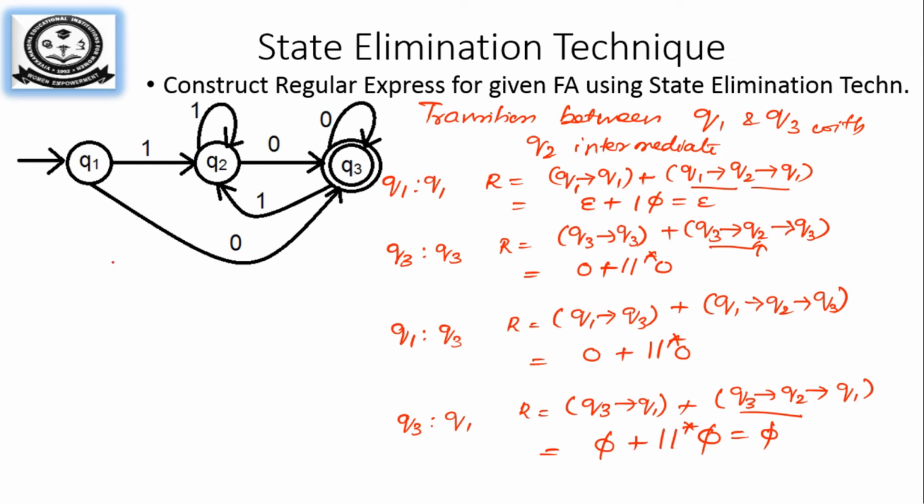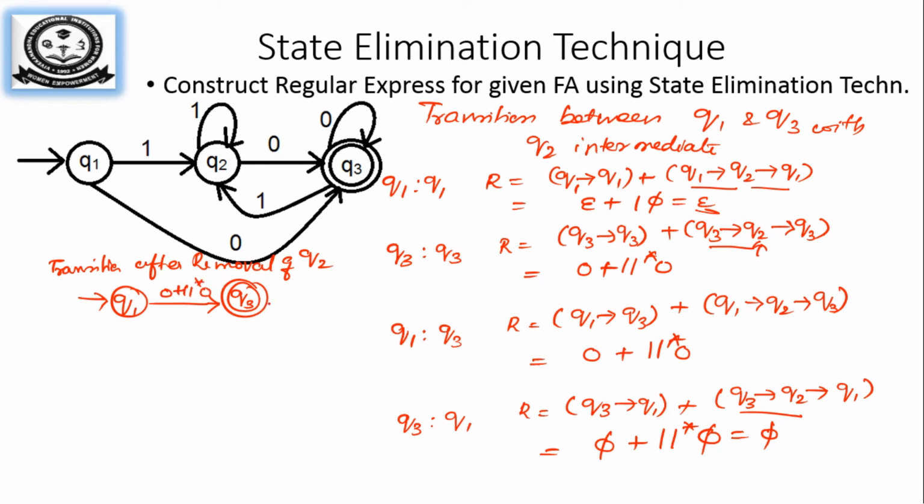Now we will draw the transition diagram here, after removal of Q2. So you will have only Q1 and Q3, which is a final state. Q1 is the initial state. Now you have to write. Q1 to Q1 is epsilon, so there is no transition. Q1 to Q3, what is the transition? It is 0 plus 1 1 star 0.